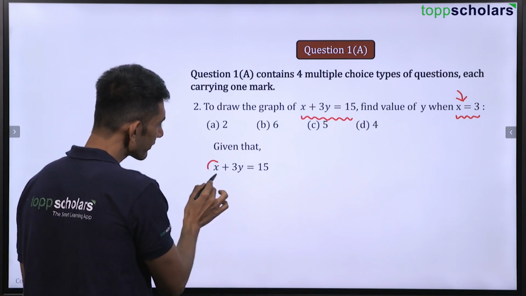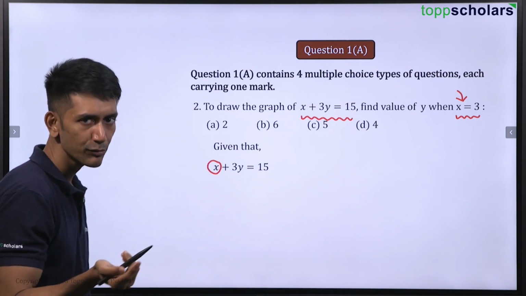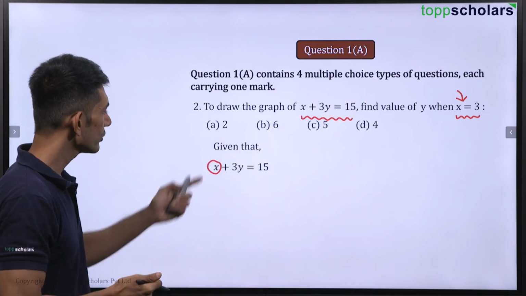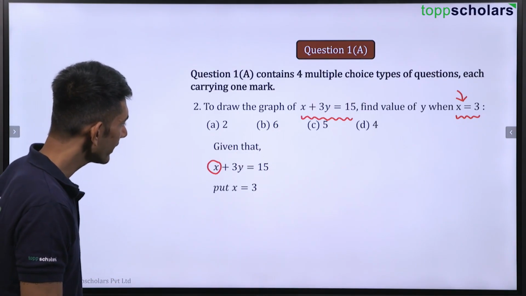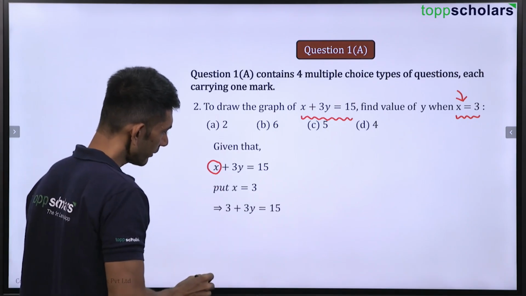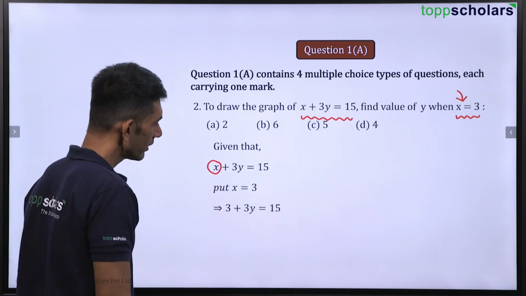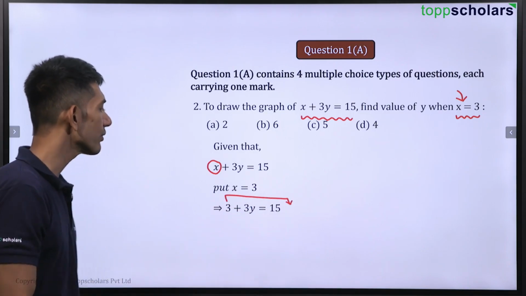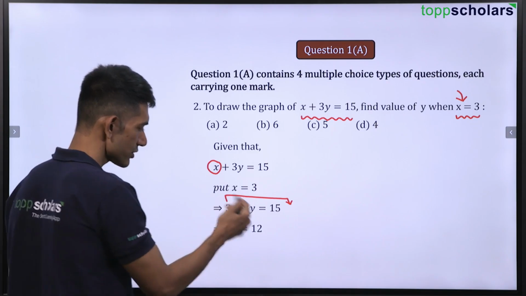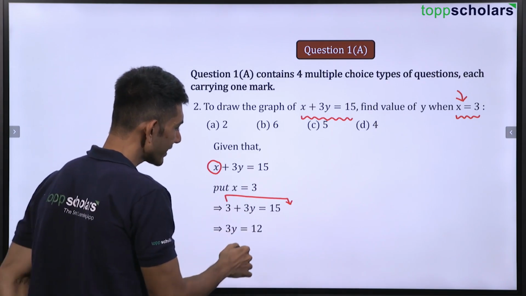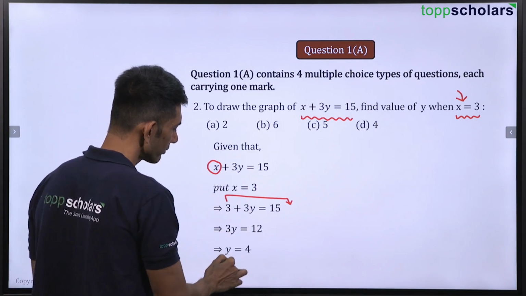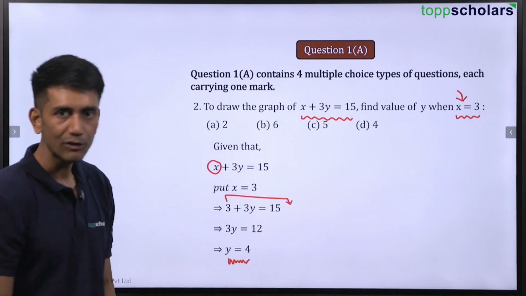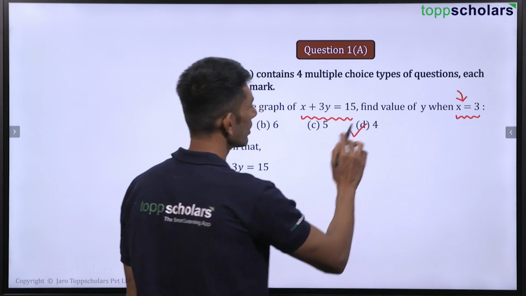So this is a linear equation in 2 variables by the way, but all we need to do is put the value of x as 3. That becomes 3 plus 3y, correct? 3 plus 3y is equal to 15. So if I shift 3 to the other side, I get 3y is equal to 15 minus 3, which is 12. If I divide by 3 on both the sides, I get y is equal to 4. So that's it. What is the value of y? The value of y that I get is 4.